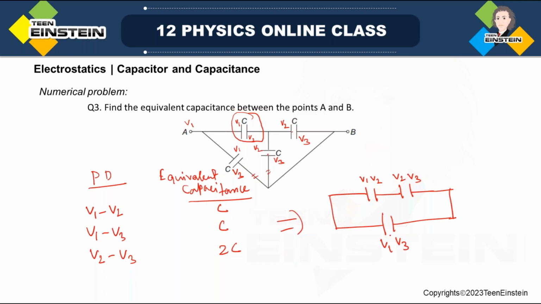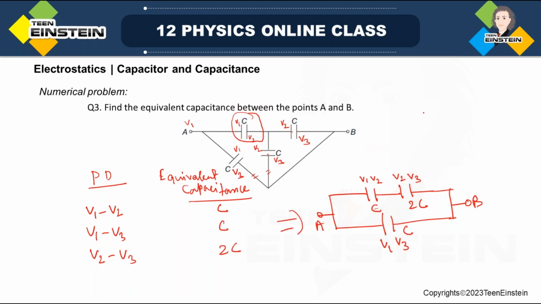So this is a simple circuit, right? This point is A and this point is B. I have to calculate the equivalent capacitance between A and B. Between V1 and V2 I have only capacitance C. Between V1 and V3 also I have only C, and between V2 and V3 I have 2C. So these two are in series.